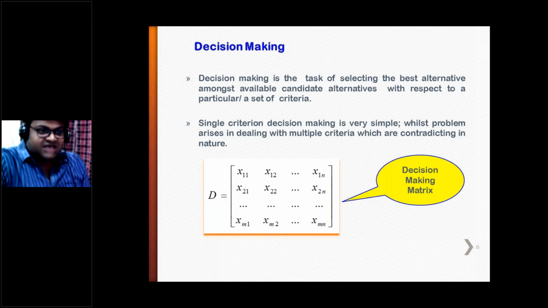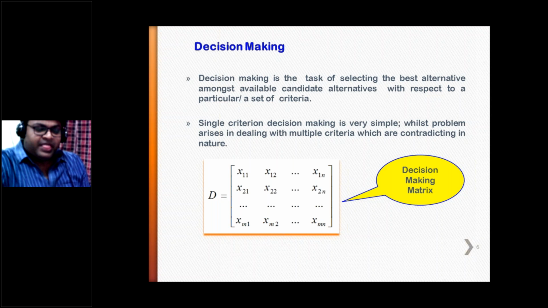Now, the main theme is decision making. What is decision making? Decision making is the task of selecting the best alternative amongst available candidate alternatives with respect to a particular criterion or a set of criteria. Sometimes we can call criteria and attribute synonymous. So either you can call it criteria or attribute.